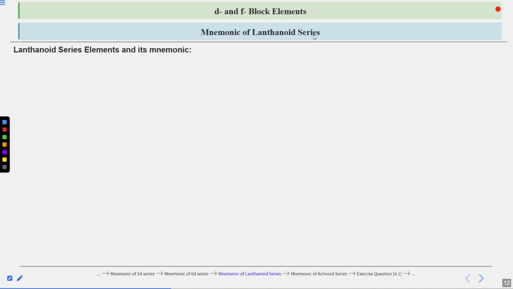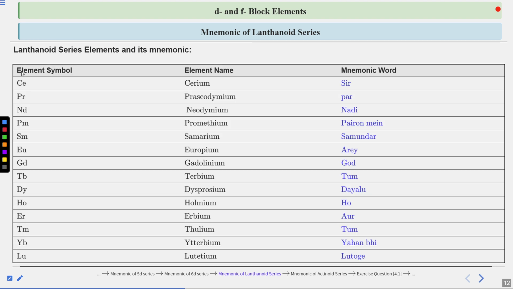Now the mnemonic of lanthanoid series. After the 3D, 4D, 5D and 6D, we have learned about the lanthanoid series, right? So lanthanoid series elements and its mnemonic. This is the table showing the mnemonic of lanthanoid series, their element symbol and the element name with the mnemonic word. So element name is cerium, symbol CE, mnemonic word is sir. Then element name praseodymium, the element symbol is PR and the mnemonic word is per.